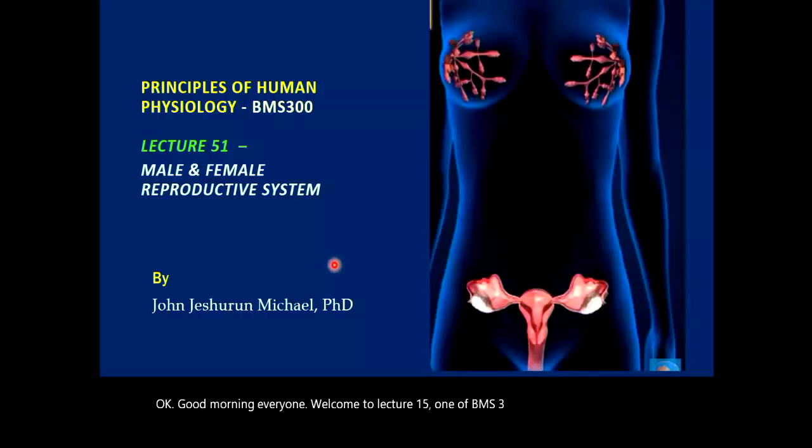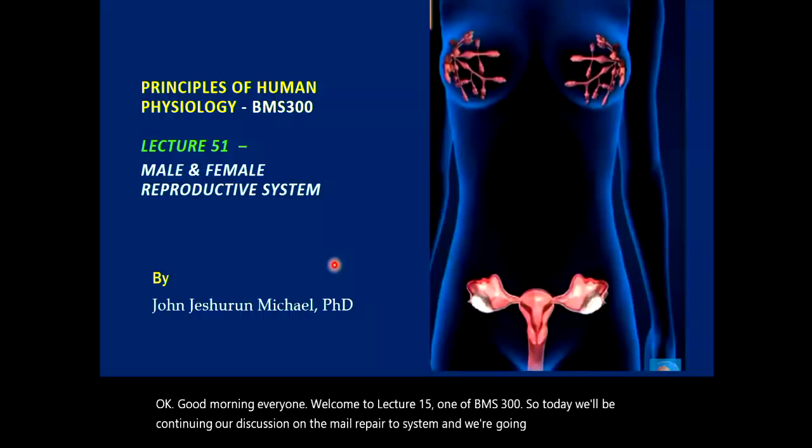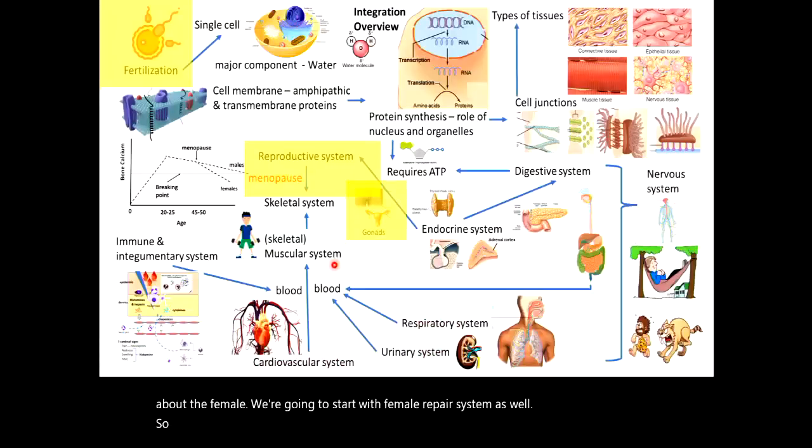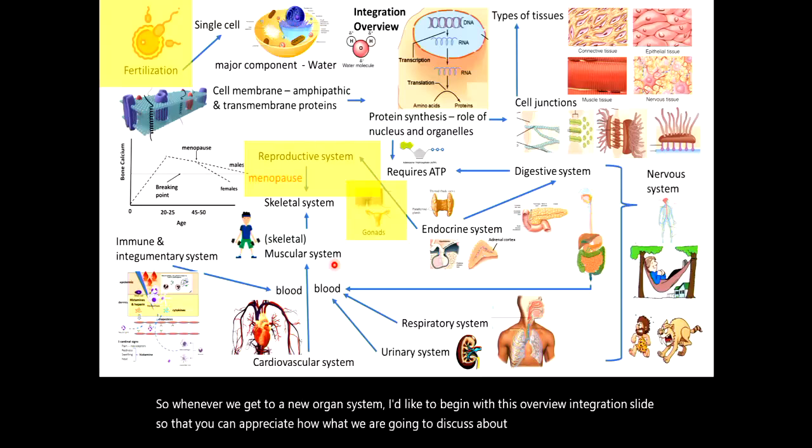So today we'll be continuing our discussion on the male reproductive system, and we're going to start with the female reproductive system as well. Whenever we get to a new organ system, I'd like to begin with this overview integration slide so that you can appreciate how what we are going to discuss integrates with the other topics as well.